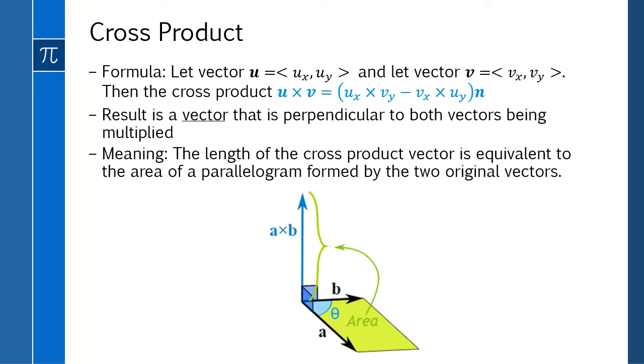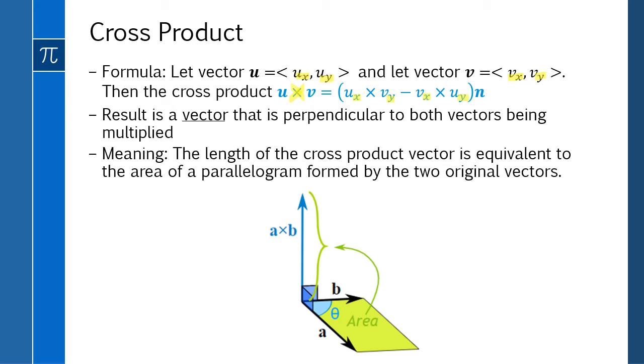Now let's look at the cross product. And this one is a little bit more complex. So if we have two vectors, again, we'll call them u and v. They're defined in standard form by their x and their y components. Then the cross product, we use this with a big X multiplication sign, is equal to the x component from u times the y component from v minus the x component from v times the y component of u.